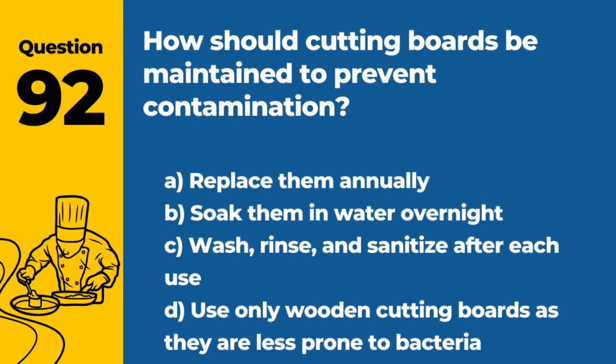Question 92. How should cutting boards be maintained to prevent contamination? A. Replace them annually. B. Soak them in water overnight. C. Wash, rinse, and sanitize after each use. D. Use only wooden cutting boards as they are less prone to bacteria. Answer. C. Wash, rinse, and sanitize after each use. Cutting boards should be washed, rinsed, and sanitized after each use to prevent contamination.